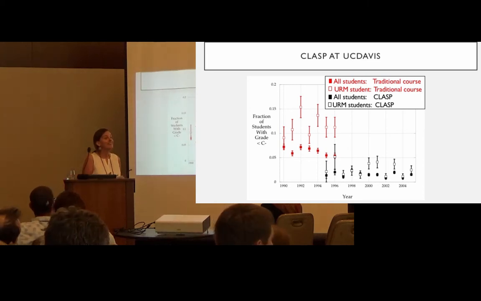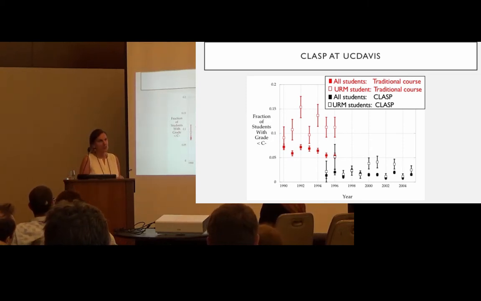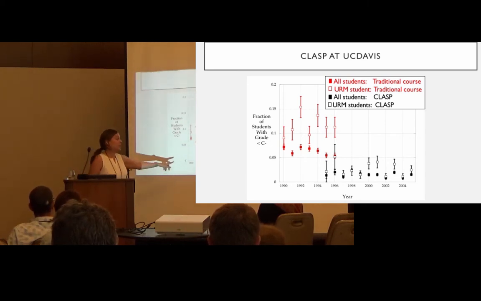Yeah, Eric? How many people roughly? Oh, yeah, that's a good question. So there's about 1,500 students per year, per column. Okay? That's helpful.